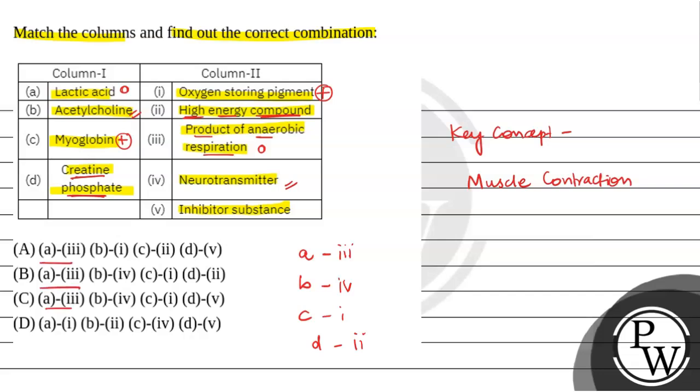So A3 इन तीनों में दिया है, then B4 इन दोनों में है, then C1 इन दोनों में है, and D2. So the final answer for this question is option B.